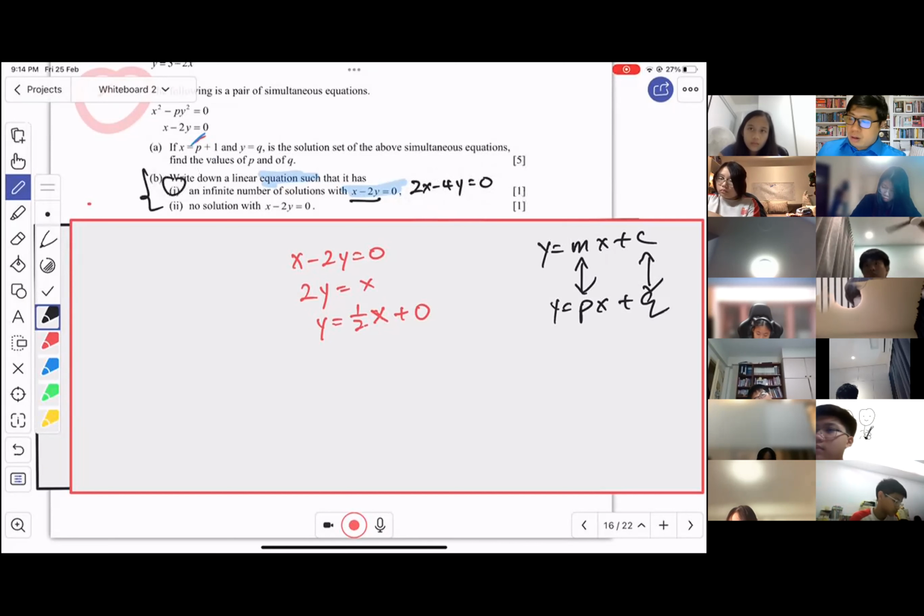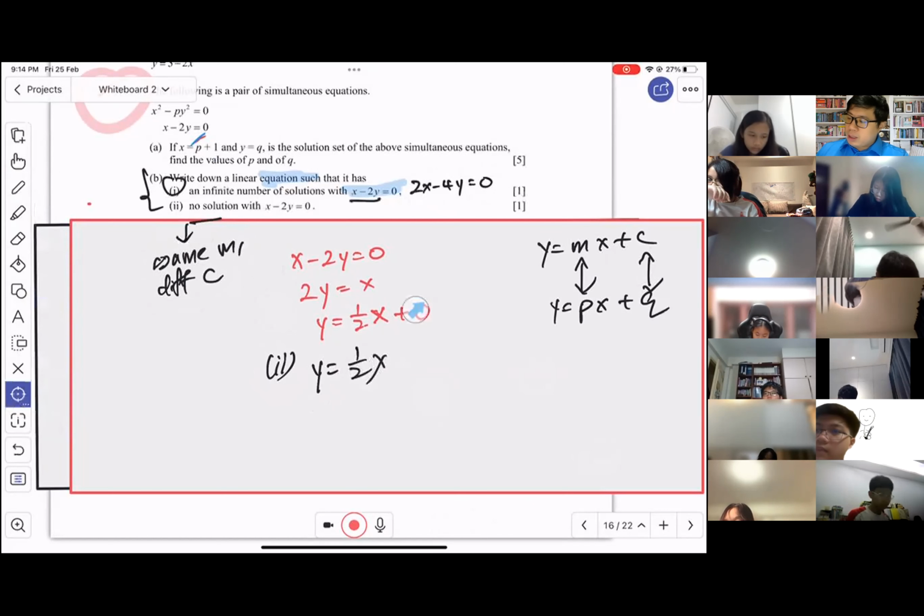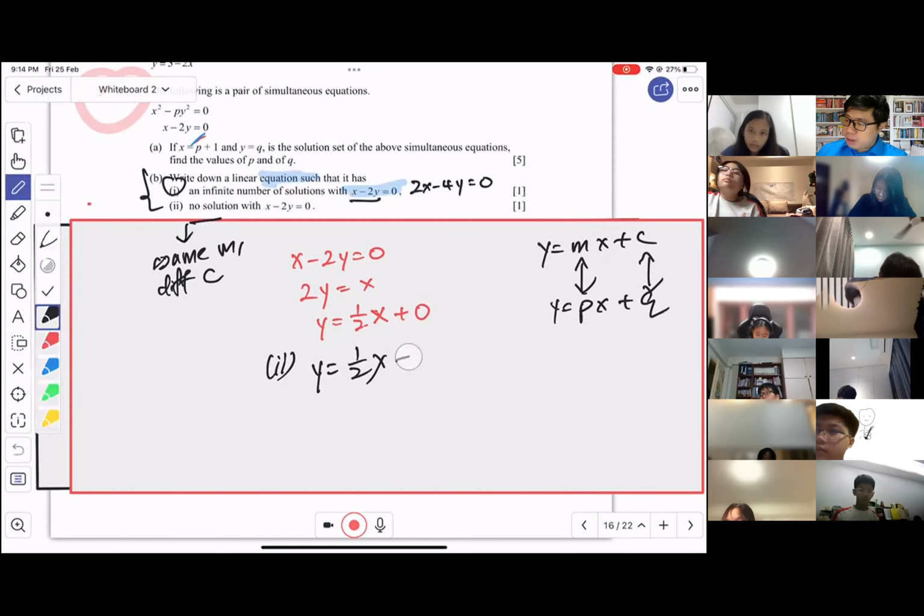Part 2, okay? I want to have no solution. No solution means you have the same m, the same gradient, but a different y-intercept. So for part 2, the gradient is half, so I need to make my gradient half also. The y-intercept is 0. I just put another number that's not 0. I just put 1. These two will have no intersection at all.